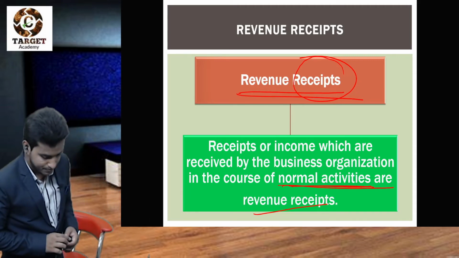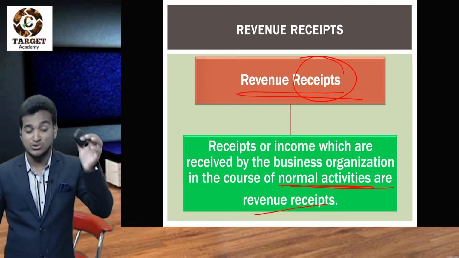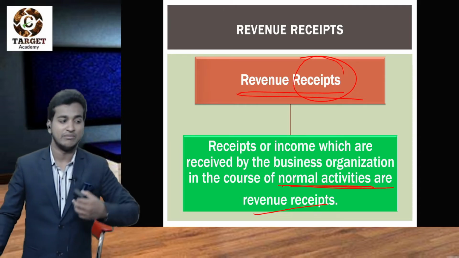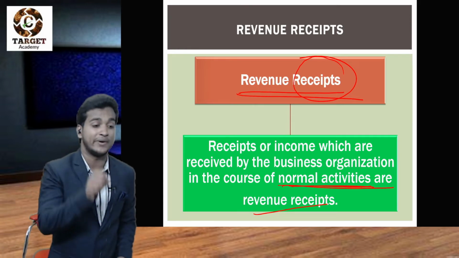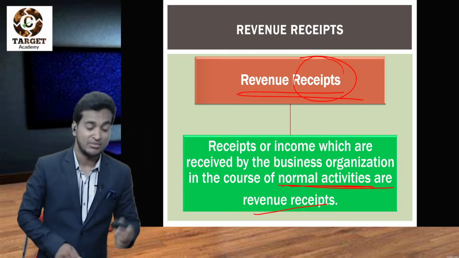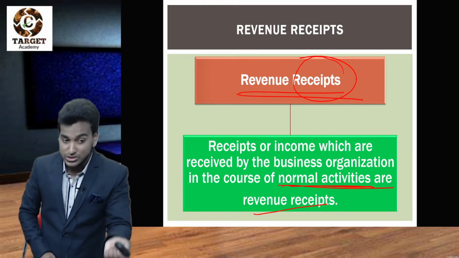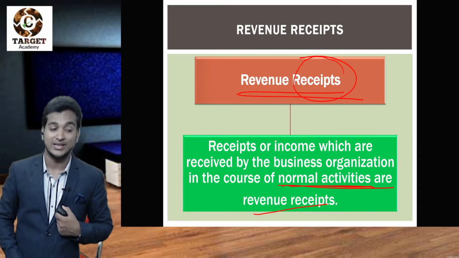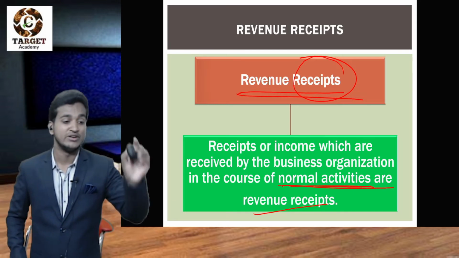Because I am purchasing Bluetooth and selling Bluetooth, this is my good. So I am selling this good, this Bluetooth, to you, and you gave me the money. That money is called revenue receipt, not capital receipt, because I am receiving the money for the sale of my goods. That is called revenue receipt.